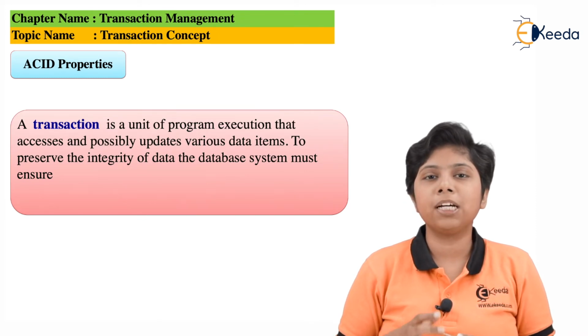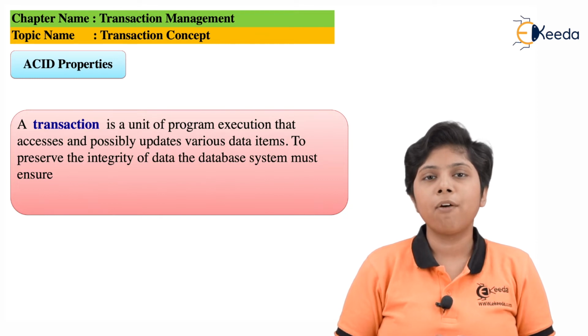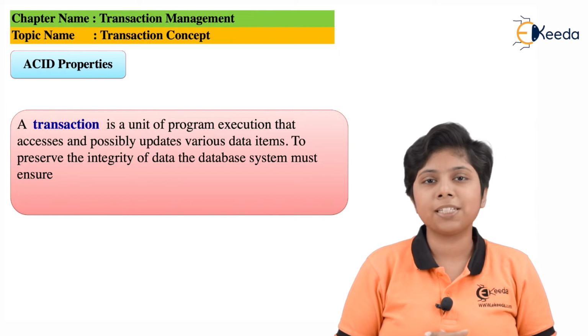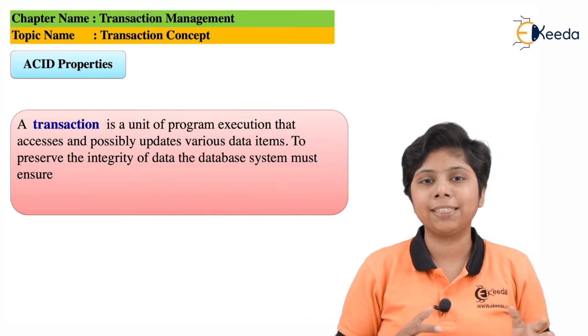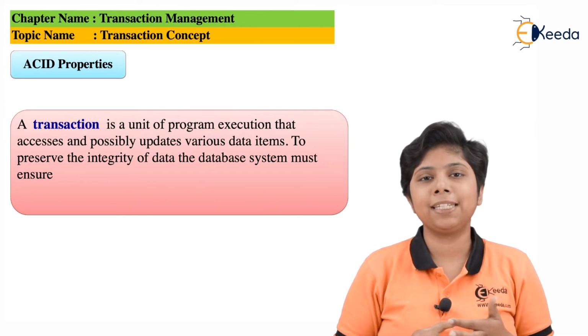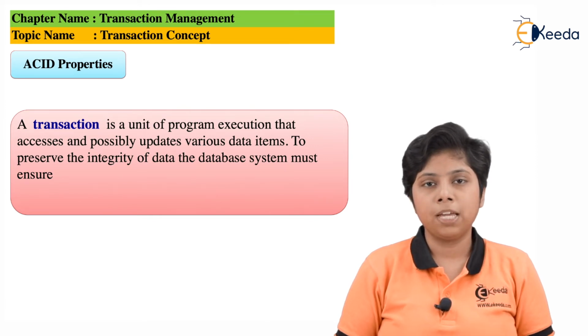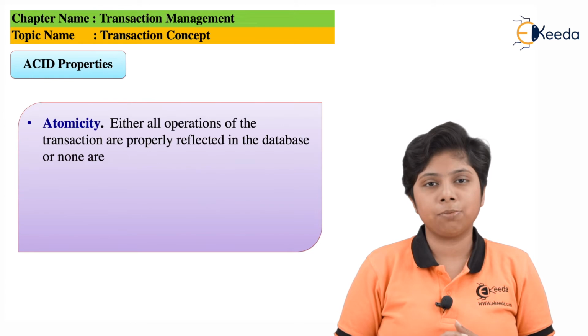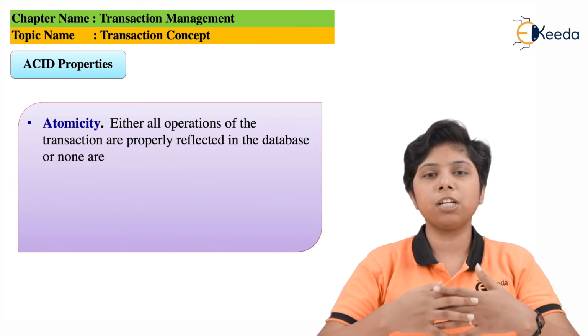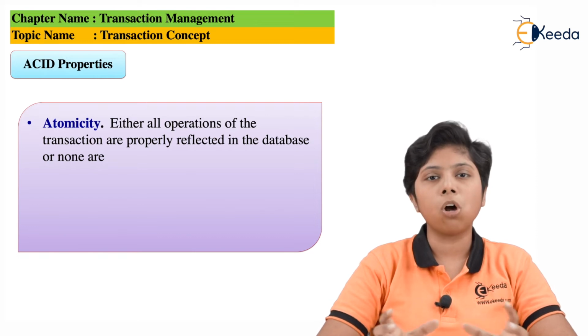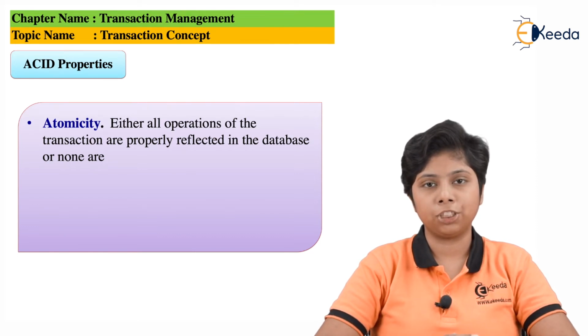So now that we know what a transaction is and what it does, for doing a complete transaction we need to follow a set of properties. These properties are popularly known as the ACID properties, where ACID stands for four properties of a transaction. The first one is atomicity. When we are talking about atomicity, that means the atomic, all or none property of a transaction.